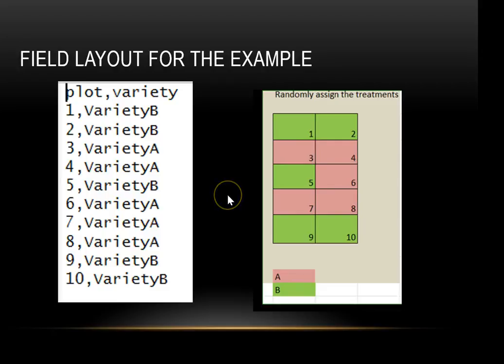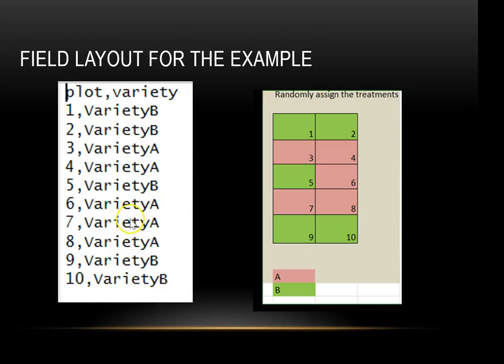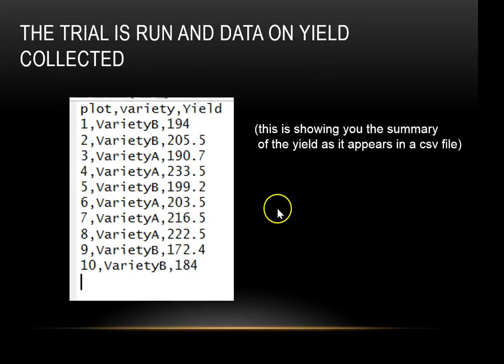I showed this earlier just to give you the idea that we need to randomize. As you can see, I'll go back to that previous slide, this is the way we can do the randomization in our R code. And this is what we get as our output, and then you yourself will transfer that onto the field plan. This is what I call the field plan over on the right. Then we run the trial, so this might be 2 or 3 months later, maybe 2 months later. And here you can see the summary of the yield as it appears in a CSV file, which you have learnt before. So here I've got my plot, my variety, and my yields. And this is just the data. Okay, good.